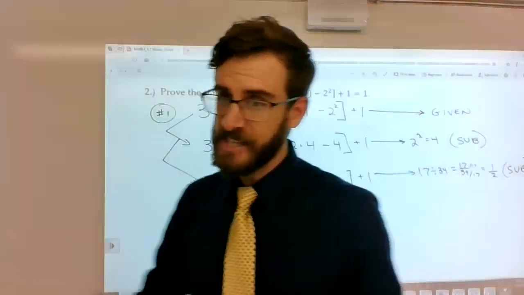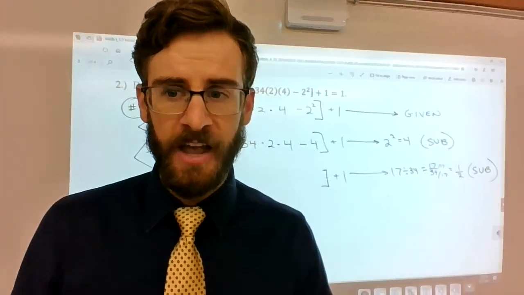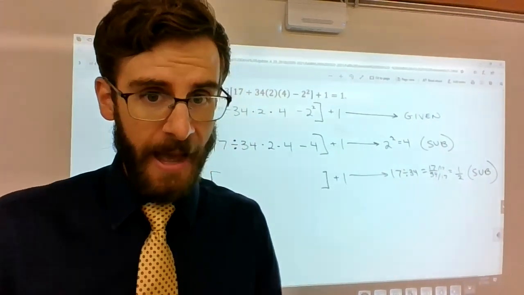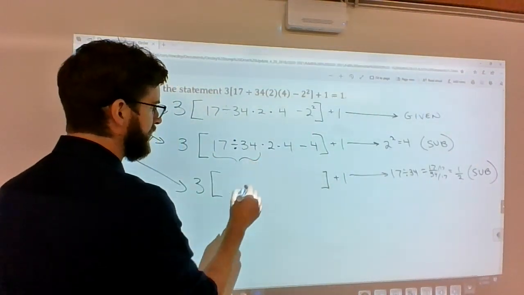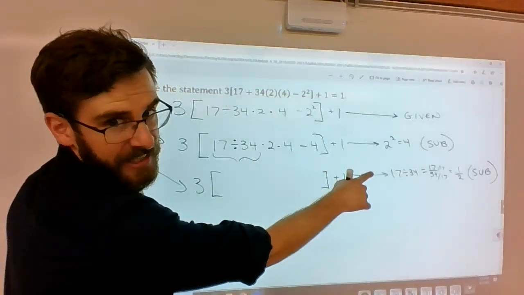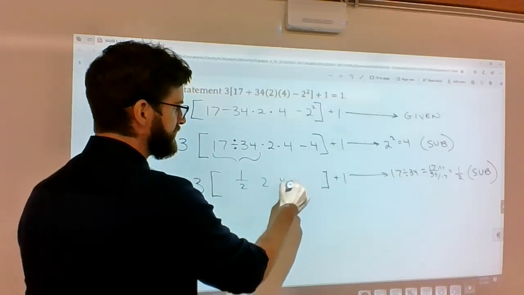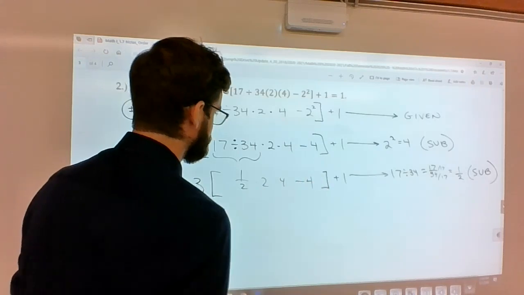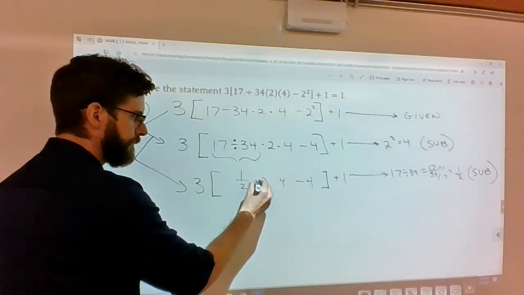So that substitution step is probably going to get a lot of action here in terms of how many times you use that property. So I'm taking the 17 divided by 34 and I'm rewriting it as 1/2. Still times 2, still times 4, still minus 4. All right, next move would be inside the brackets.